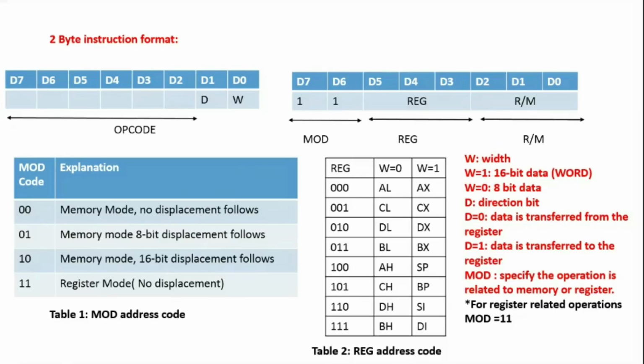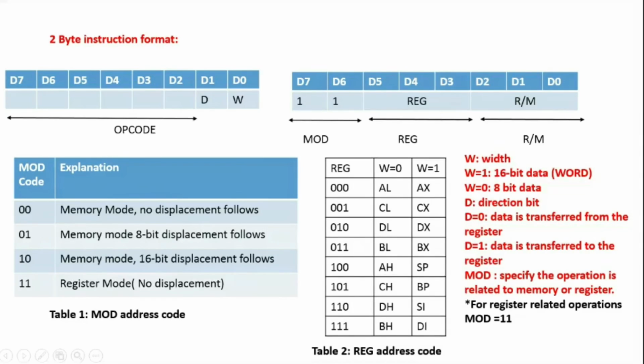As I mentioned earlier, REG will have 3 bits, D5, D4, D3, and R/M will have D2, D1, D0, that is register or memory. We will see this in the next slide. So let us understand REG. As I mentioned, we have 8 registers, so with 2 power 3, 8 combinations are possible. So W is equal to 0, W is equal to 1. W equal to 1 indicates it is a 16-bit data word. For example, if W is equal to 1 and I'm referring to the register DX, it is a 16-bit register with 16-bit data operated, because W is equal to 1.